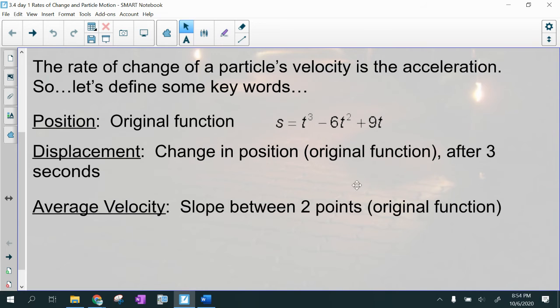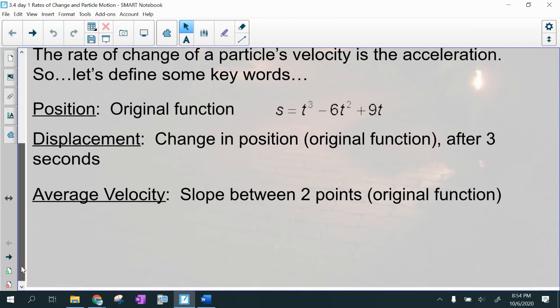Okay, next up, the average velocity is just going to be the slope between 2 points. So what I do is I just plug it in and I divide by 3. In this case, to find the average velocity after 3 seconds, I would find what my position was after 3 seconds and subtract my original position, which happens to be 0, and then I divide by 3 minus 0. That's just my average velocity.